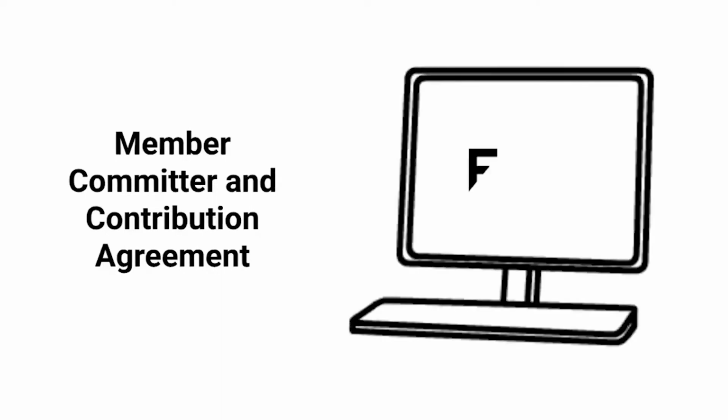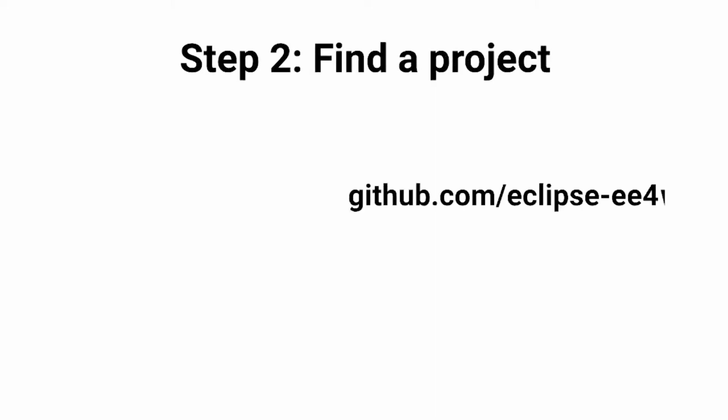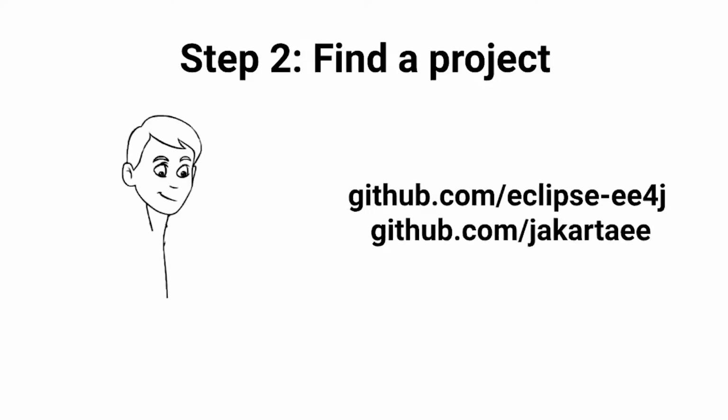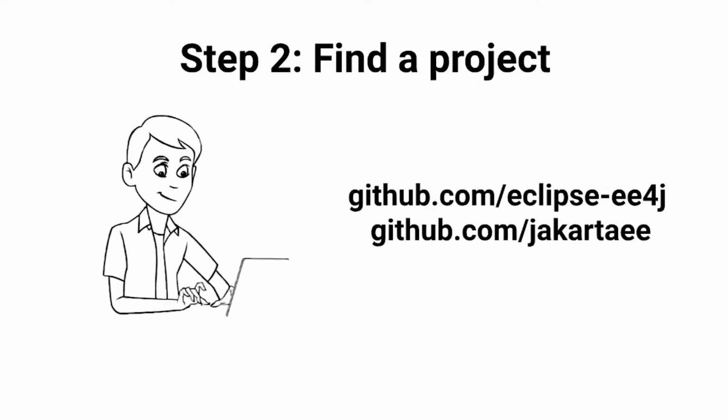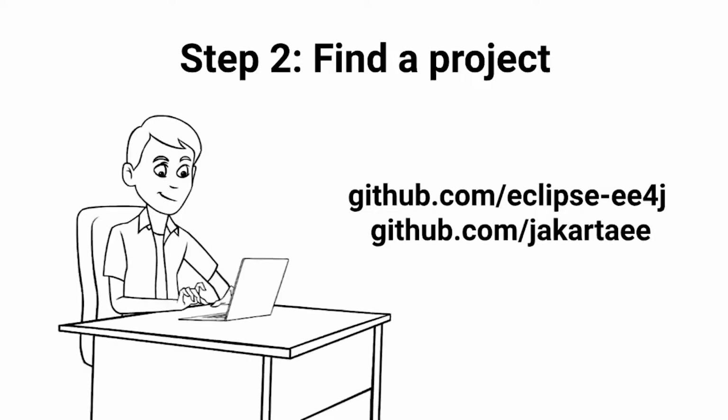However, in the case your employer is already a member of the Jakarta EE Working Group, your employer has a member committer and contributor agreement in place that covers all their employees who are contributing, and you do not need to do anything. Based on your interest, you can then visit github.com/eclipse-ee4j for the code and specifications, or github.com/jakartaee for the jakarta.ee website to find a project that interests you, and read the project's contribution guide to learn more about coding style and other guidelines.